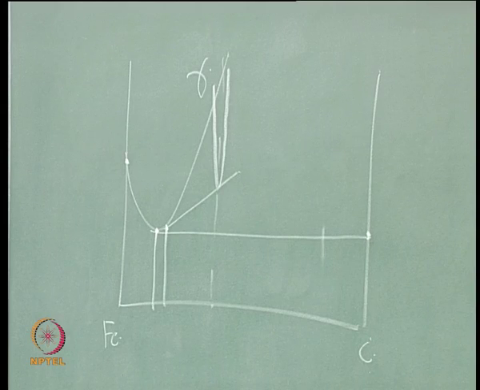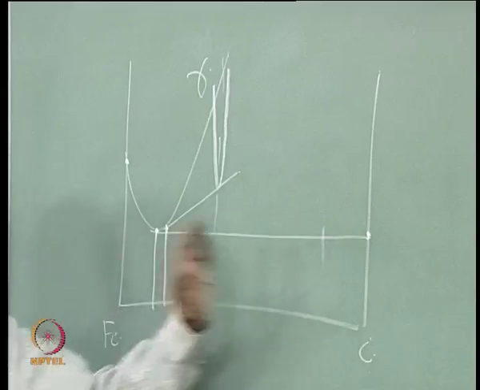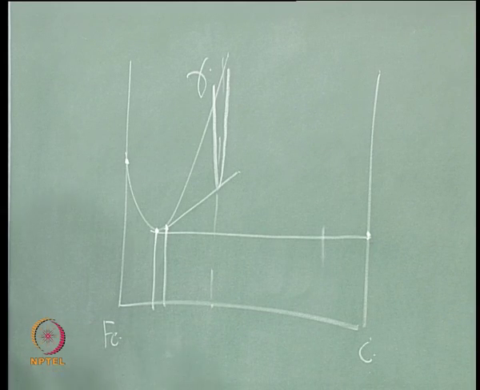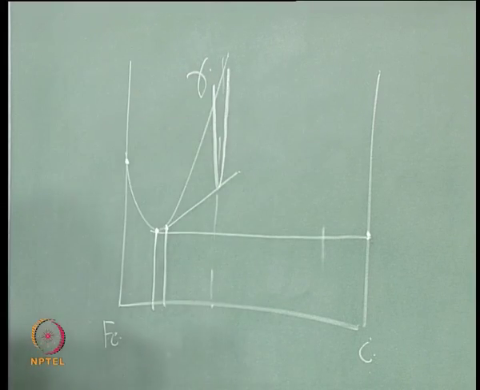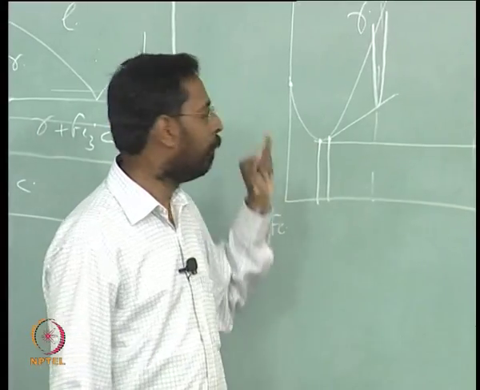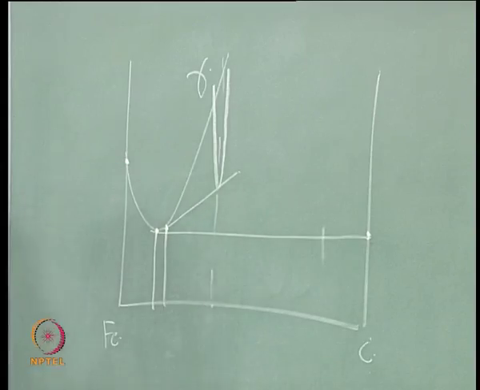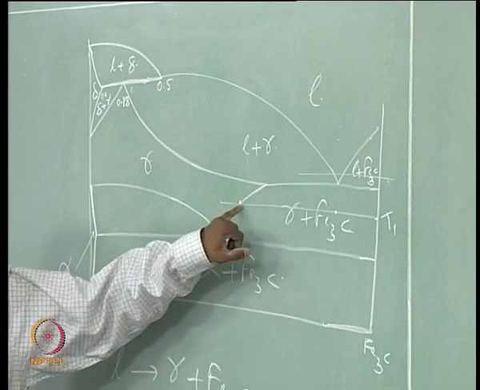That means the composition of gamma in equilibrium with Fe3C is different from the composition of gamma in equilibrium with graphite. And the composition of gamma in equilibrium with graphite will always have a lower solute content, lower carbon content, when compared to the composition of gamma in equilibrium with cementite, because cementite is a metastable phase. So, the composition of gamma in equilibrium with the stable graphite will have a lower carbon content when compared to the gamma in equilibrium with the metastable Fe3C. That means, at that temperature, if I want to find out what is this composition, what is this point?